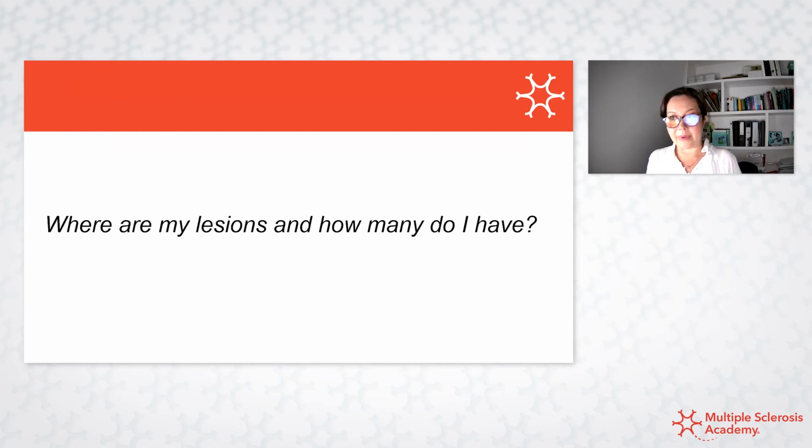Particularly, I think talking about the location of the lesions is important, because we know that infratentorial lesions and cord lesions are more highly linked to disability, to increasing disability. So I think it's really important, because that plays into the decision making as well.